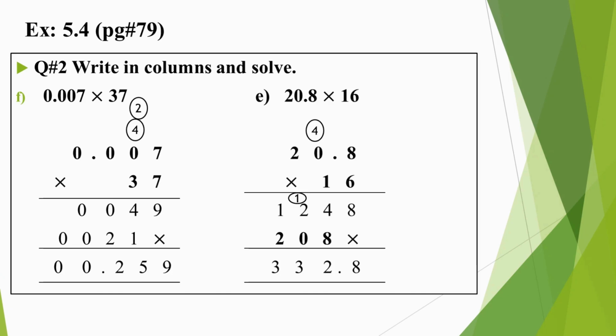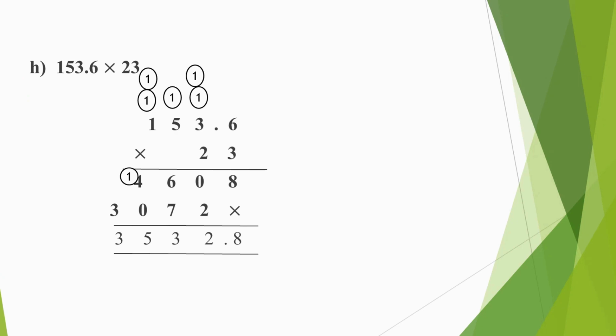So you have to open page 79, that is exercise 5.4, and question number 2. Solve these questions F and E parts on your neat notebook as a classwork, and then practice more and more questions. Just like over here we have H part as well. You have to write 1536 and multiply it with 23 as we do the simple multiplication, and you would get answer 35,328, and then put the decimal point. Yes, after the one jump you would put that, that is before 8, right?